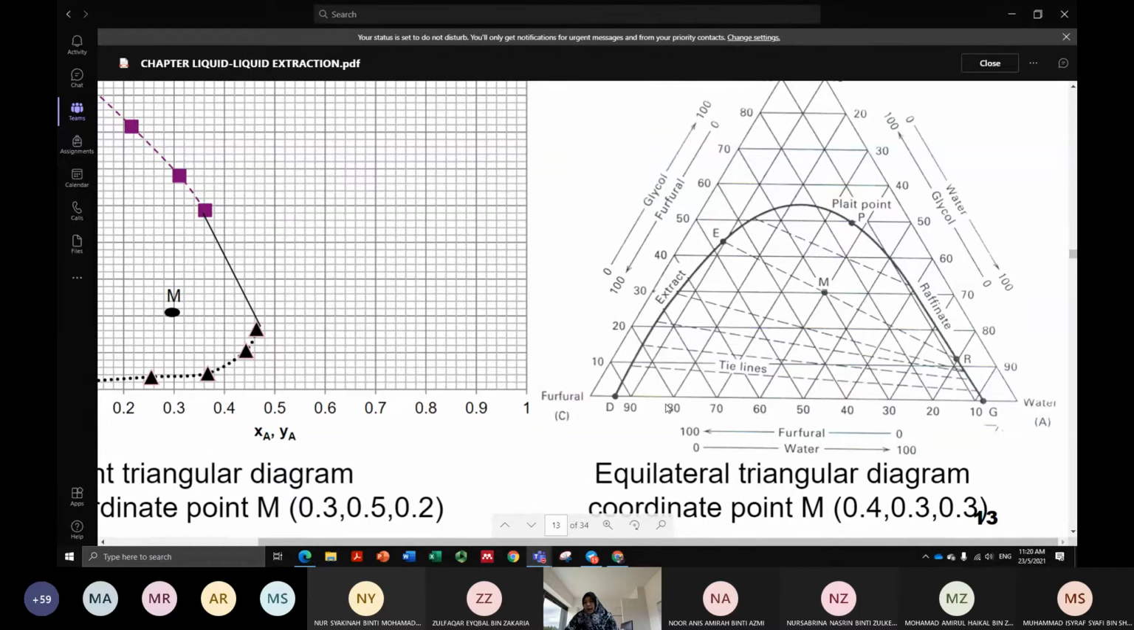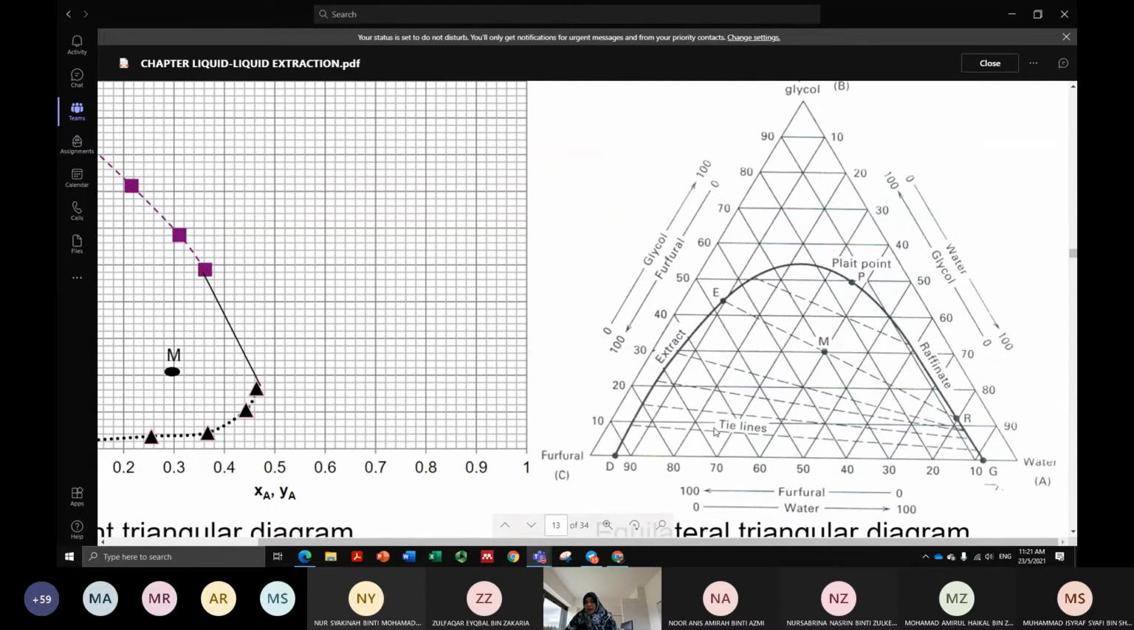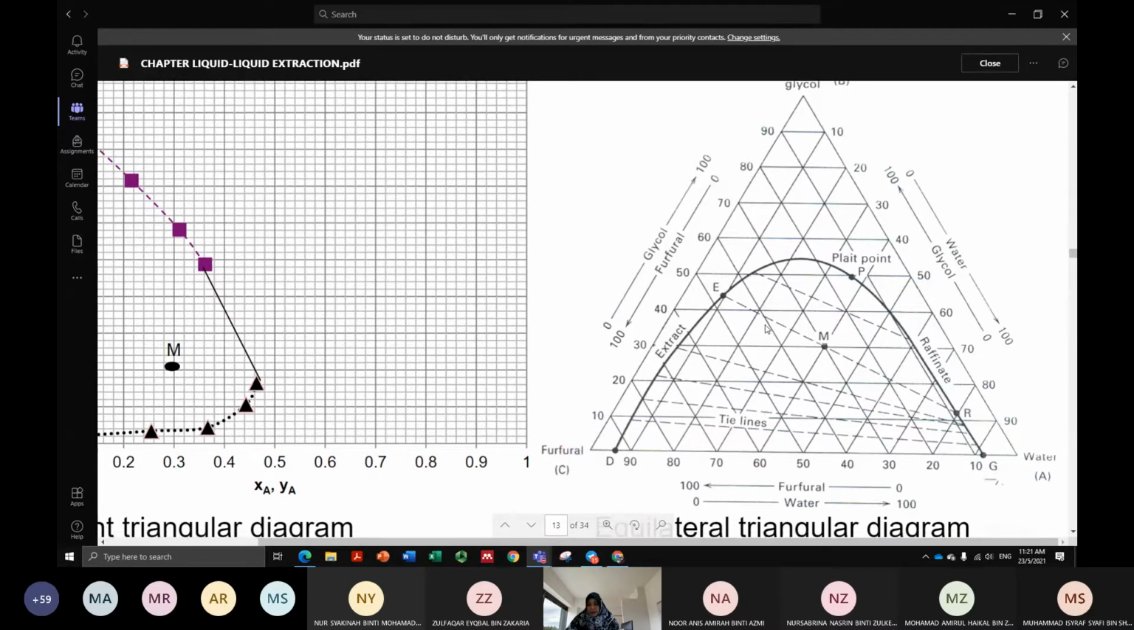Another meaning of the tie line is that it represents the number of stages. If you were to have multiple stages, by looking at the number of tie lines that you can draw, you can say that you have 1, 2, 3, 4, 5, 6 stages for your process. Six stages for your process.